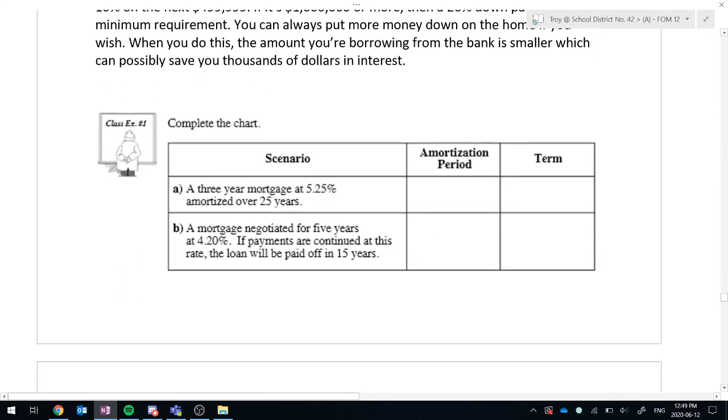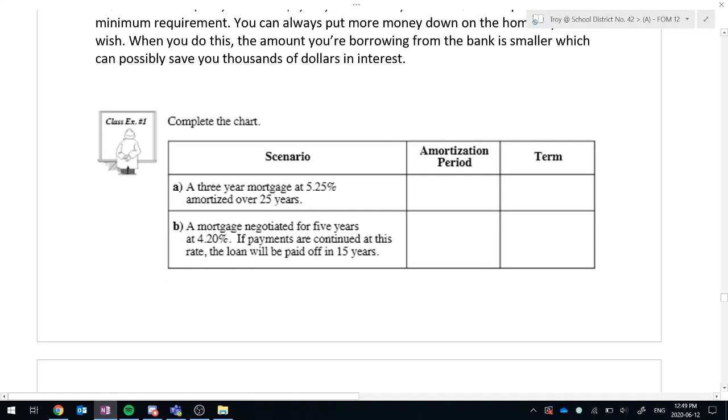Okay, so we can do a bit of practice with our terminology here. We can complete this chart where we're filling in our amortization period and our term. So, a 3-year mortgage at 5.2% interest amortized over 25 years. Our amortization period, again, is the length of time that we're going to take to pay back the entire loan. So in this case, our amortization period is 25 years.